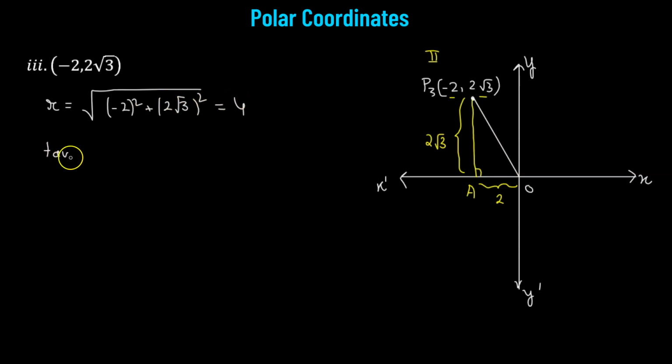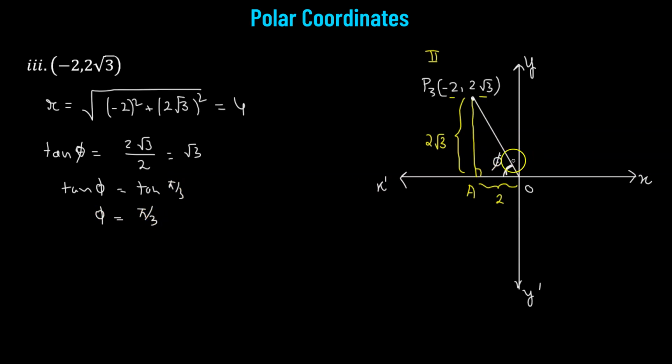Then coming to the angle theta. Here we are trying to compute this particular acute angle. I'm going to call it phi here. So tangent of phi is going to be equal to the y coordinate 2√3 divided by the x coordinate 2. So this corresponds to √3. So tangent of phi must be equal to tangent of pi over 3. So phi is pi over 3.